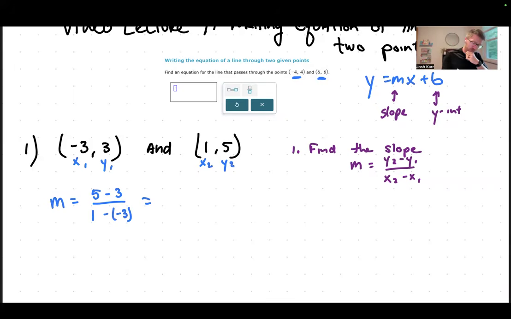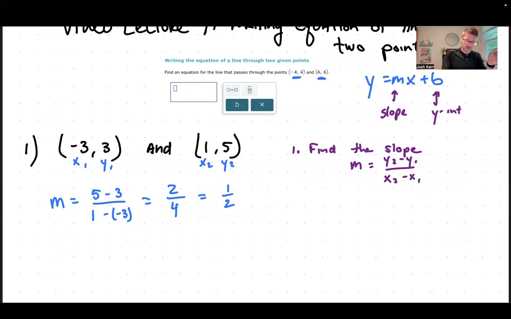So 5 minus 3 is a 2. Minus a negative in the denominator will become addition, so we got 1 plus 3. So we get 4. 2/4. We need to make sure we simplify our slopes. 2/4 simplifies to 1/2. So we now have an m. All right, we know our slope is a 1/2.